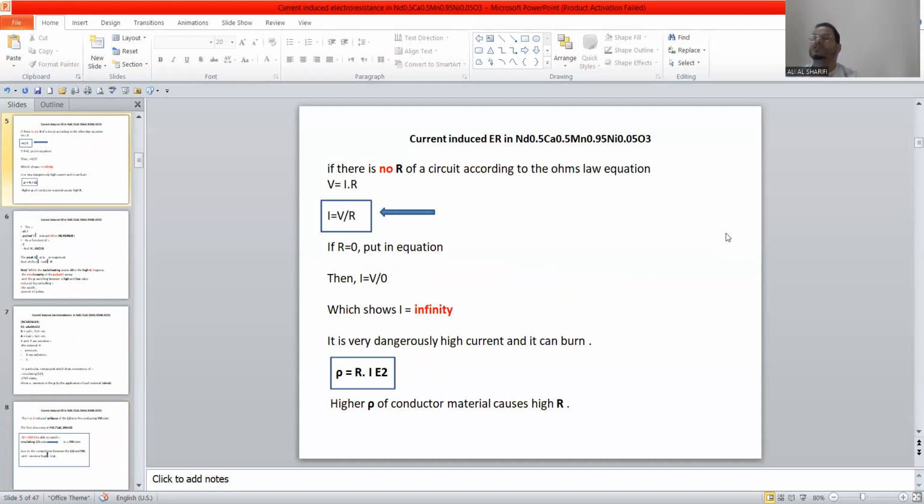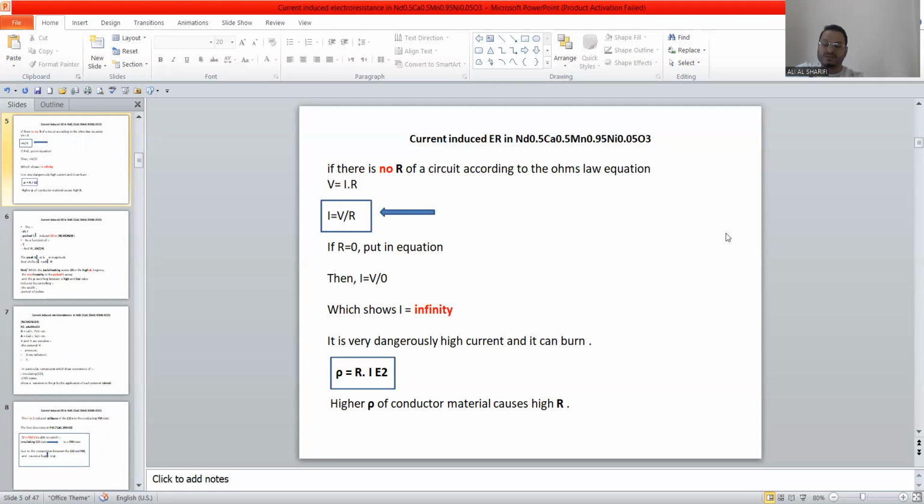Here, let's talk about the function between the resistance and resistivity. Actually, the resistivity equals resistance times the square of current. And let me start by using Ohm's law. V equals IR, the voltage equals current times resistance. That means current equals what? Equals voltage divided by resistance.